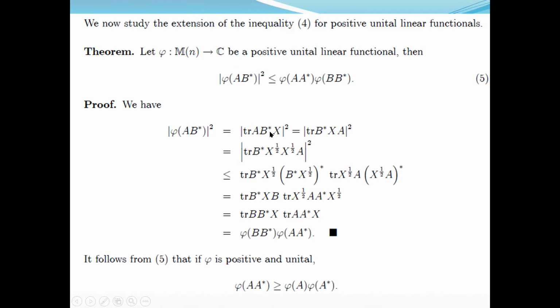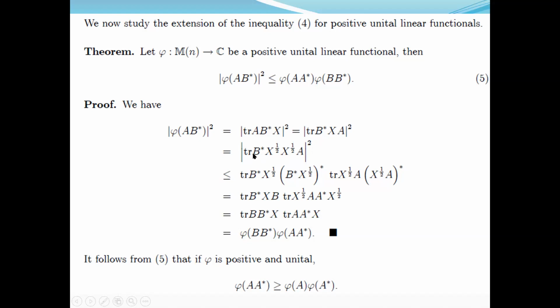We can write this by taking A to this side, because trace of xy is the same as trace of yx. Now here x is positive semi-definite. Why? Because phi is a positive unital linear map. So we can write this as B*, and in place of x, write x^(1/2) x^(1/2).